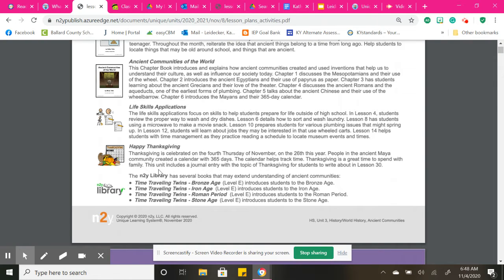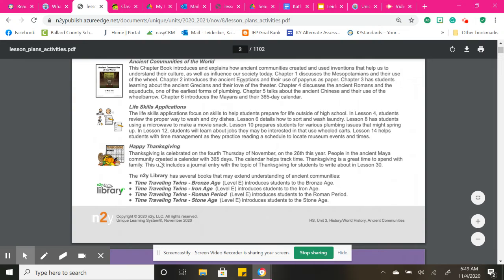And I'm sure there will be a unit where we will add in our important dates for November. Thanksgiving is celebrated on the fourth Thursday of November, on the 26th this year. People in ancient Maya community created a calendar with 365 days. The calendar helps keep track of time. Thanksgiving is a great time to spend with family. This unit includes a journal entry with the topic of Thanksgiving.